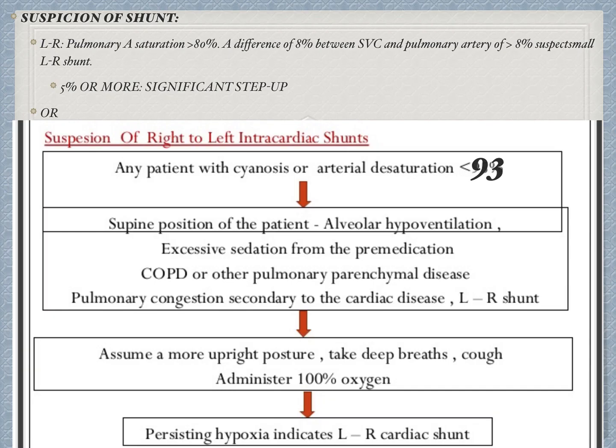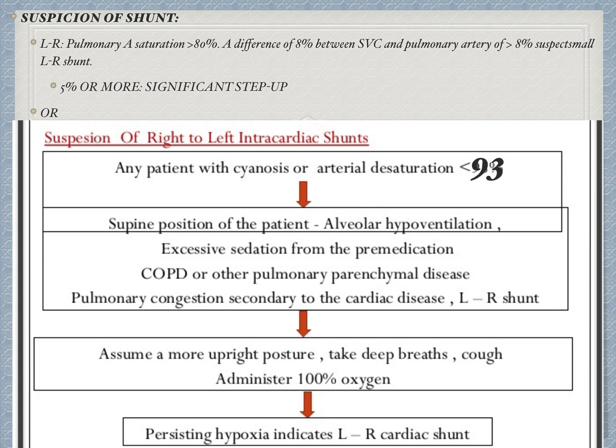How can we suspect shunts in a large or macroscopic manner? Left to right shunt. If you got a pulmonary artery saturation which is more than 80%, something is happening. Why? Because the pulmonary artery should be pretty deoxygenated. Why do we have a saturation more than 80%? Is this a left to right shunt? Maybe. Go check it out.